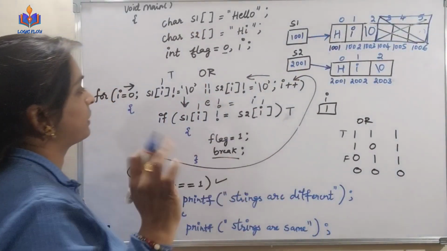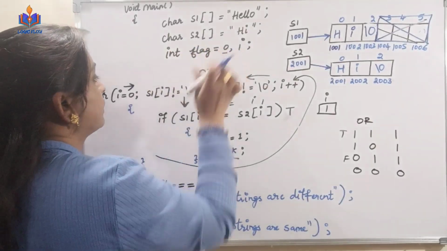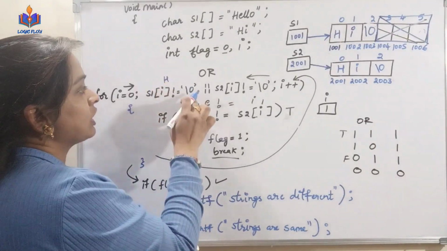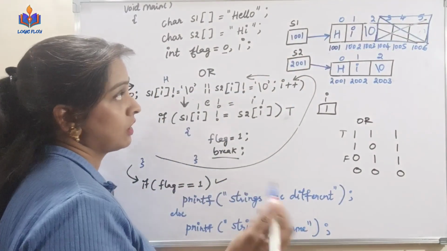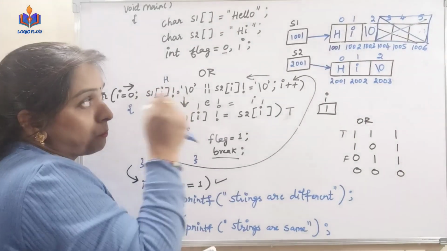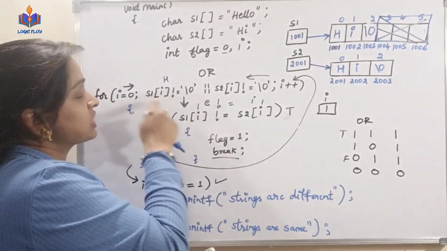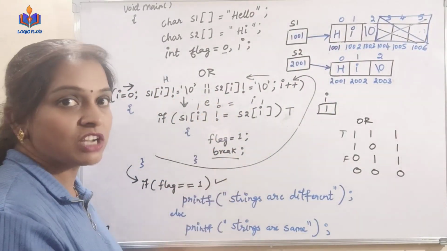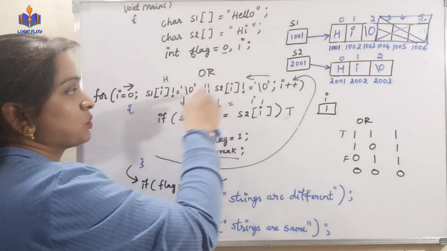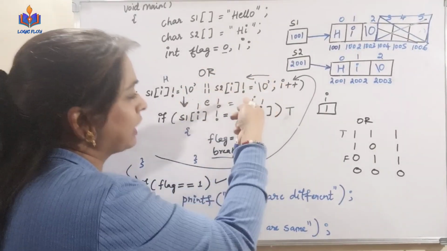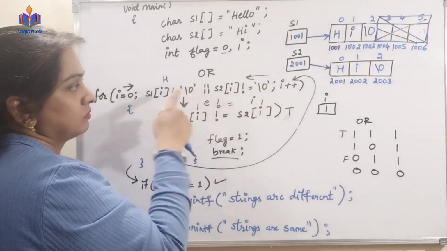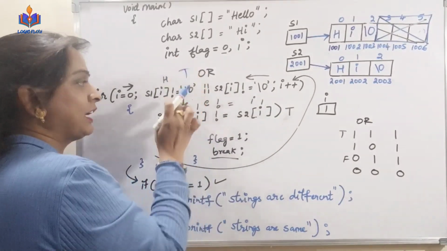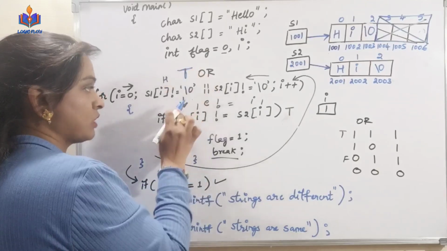Okay, now let me compare. S1 of i. S1 of i is H. H not equal to null? Yes. That particular position is having a character. S1 of i means it is H. H not equal to null? Yes. It is not equal to null. It is having a character. Condition true. Once this condition is true, I need not go and check, because it is OR. This or that. Any one condition true, I'll get inside the block. This condition is true, so I'll get inside the block.